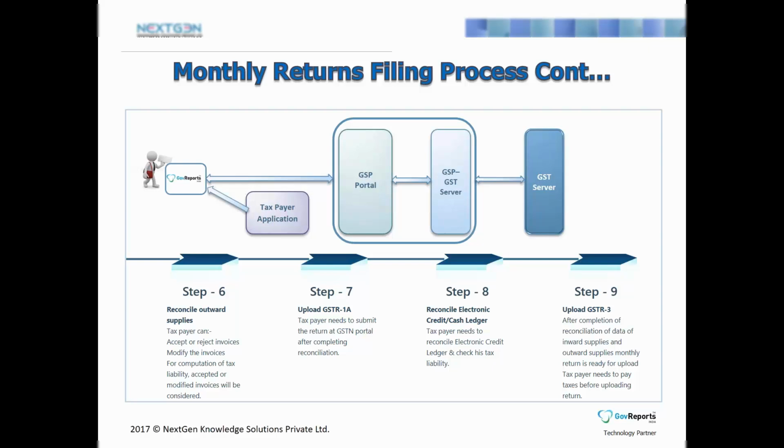Then comes the next step, which is reconciliation of electronic credit ledger and electronic cash ledger. So taxpayer needs to reconcile these two ledgers and match it with his tax liability which is available in electronic liability ledger. And in case there is any shortfall, he needs to deposit the balance amount to the bank. Once the payment of taxes is done, then he can upload the GSTR 3. So this is the complete process which a taxpayer needs to follow every month for filing 3 returns.